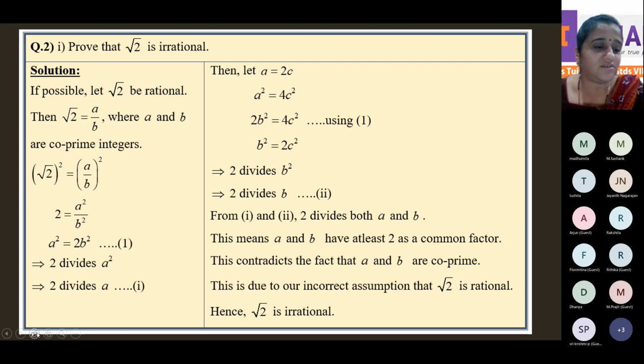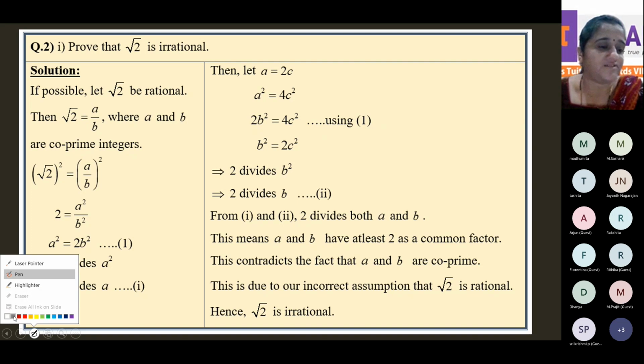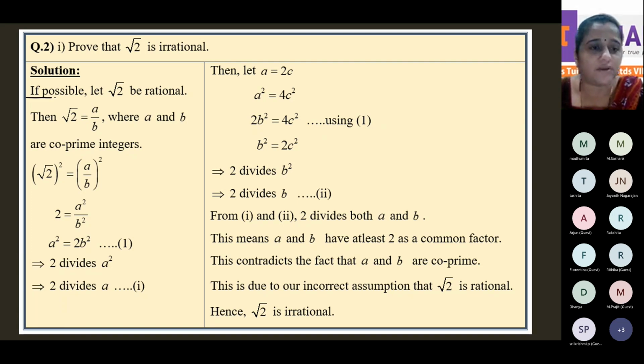Now, children, since it's proof by contradiction, we assume the opposite. If possible, let root 2 be... The next proof you're going to write by yourself. Listen to this carefully. If possible, because if you take 7 and say let 7 be an even number, you're wrong. 7 is odd. How can you say it's even? So you must say if possible. If possible, let 7 be an even number.